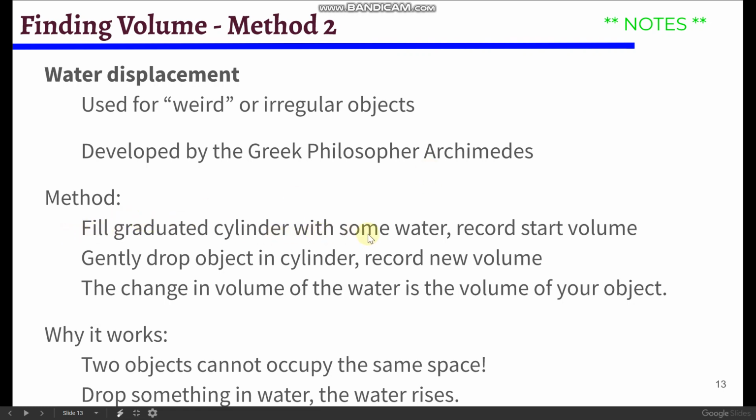So how does this work? You fill a graduated cylinder with some water, or really it could be any fluid. It doesn't have to be water. And then you record the start volume. Then you gently drop an object in the cylinder and record the new volume. The change in volume of the water is the volume of your object. So why does it work? Two objects can't occupy the same space. Drop something in water, the water rises.